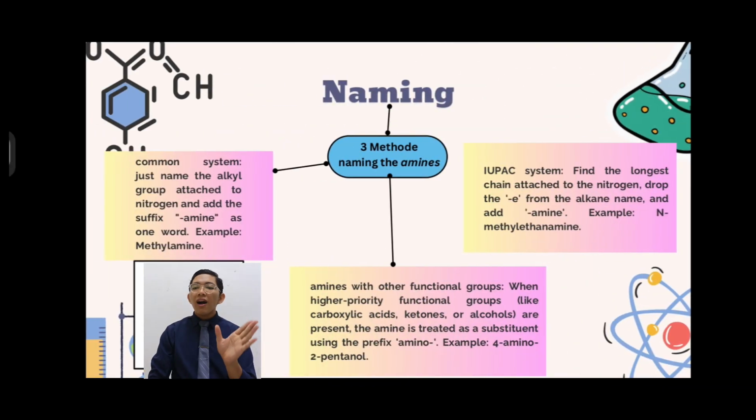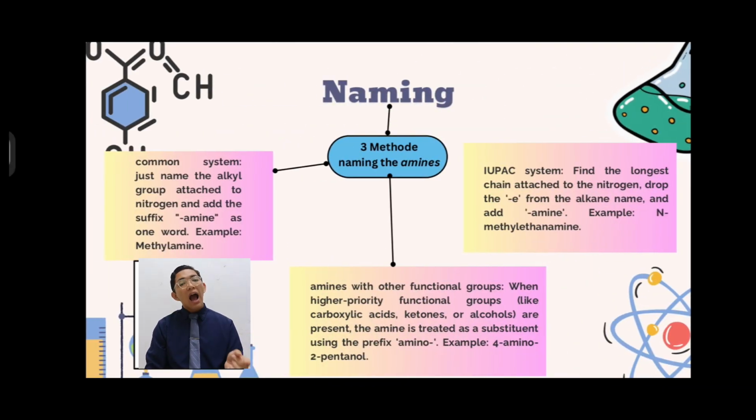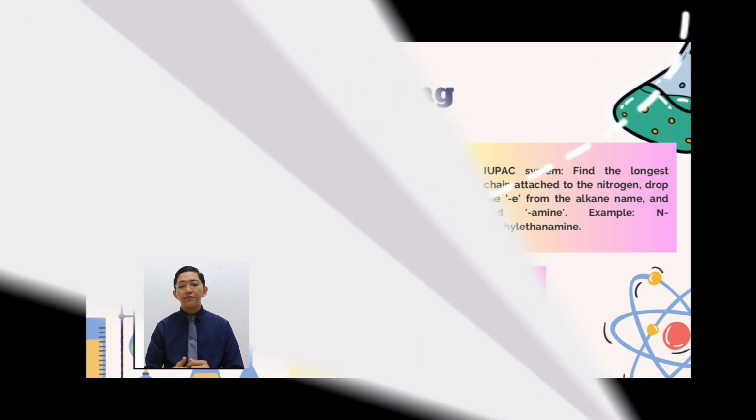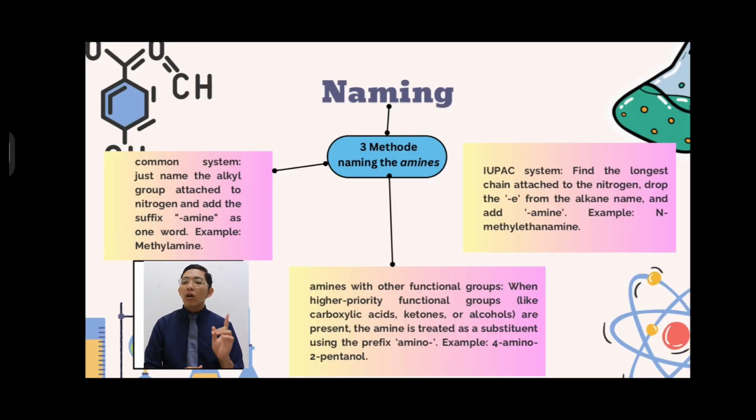Next, naming of amines. For naming, I divided it into 3: the common one, the IUPAC one, and when amines are combined with functional groups. We go one by one. Firstly, the common system. In this naming, we just need to name the alkyl group that is attached to the nitrogen and add the suffix amine as a word. For example, methylamine, methyl and amine. Got it?